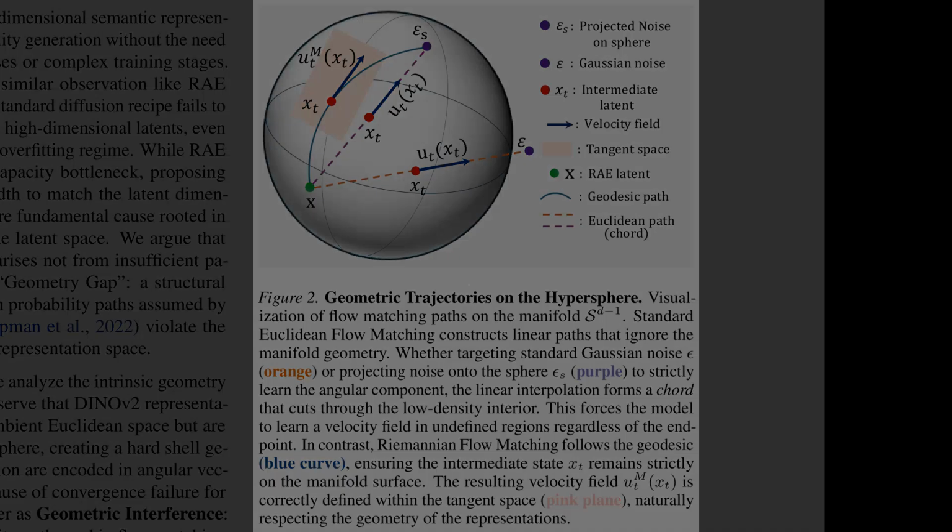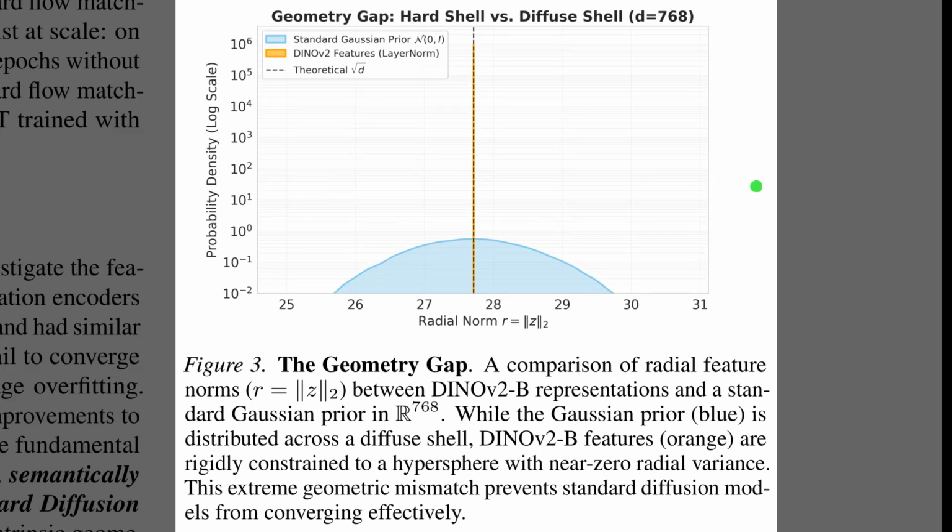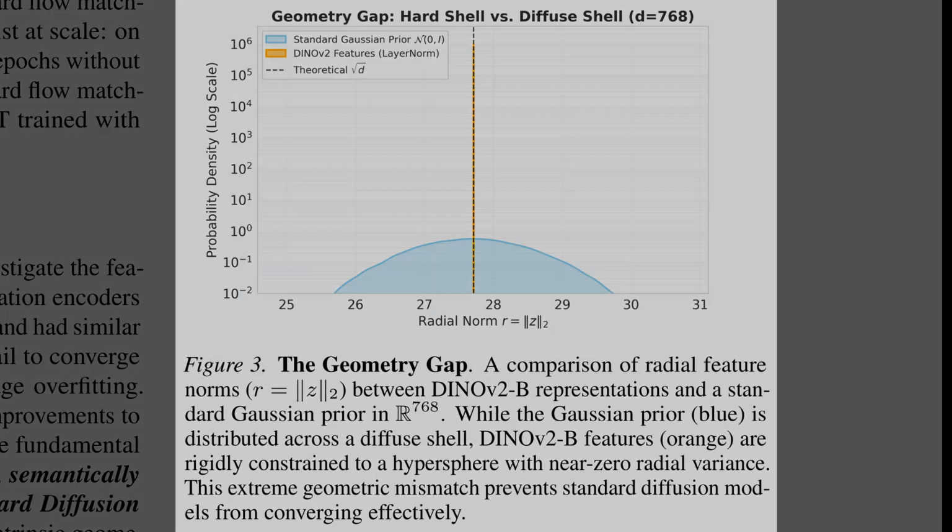Well, Figure 3 quantifies this geometry gap by comparing the radial norms of the latent features. The blue distribution represents the standard Gaussian prior, which forms a diffuse shell where probability mass spreads across a range of values. In contrast, the orange spike shows the Dyno v2 features. Because of layer normalization, these features are rigidly constrained to a single radius, creating a hard shell with almost zero variance, which forces the model to bridge incompatible geometries.